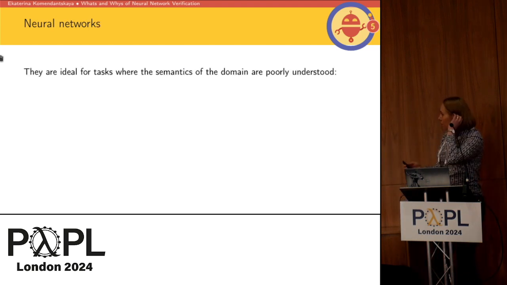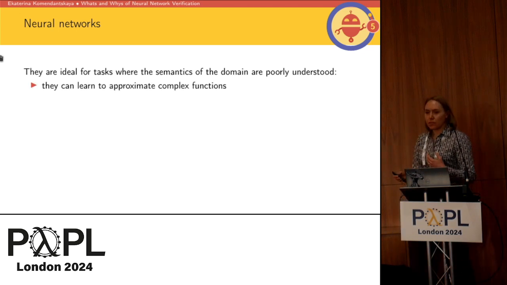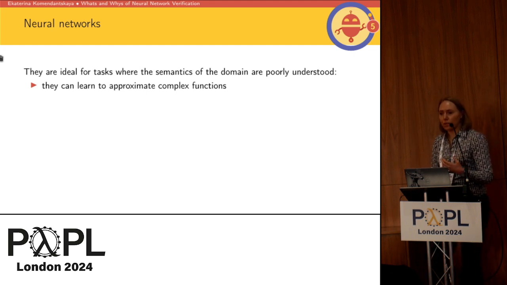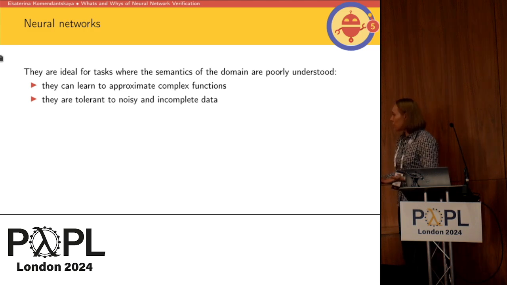Okay, so why neural networks? They are ideal for tasks where the semantics of the domain is poorly understood. That's why people use them. So no wonder we struggle with the semantics of neural networks. It's because people only use them when they don't know the semantics of the subject. They can learn to approximate complex functions. They're tolerant to noisy and incomplete data.